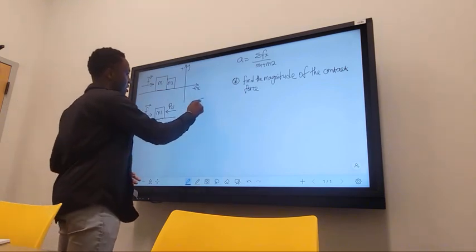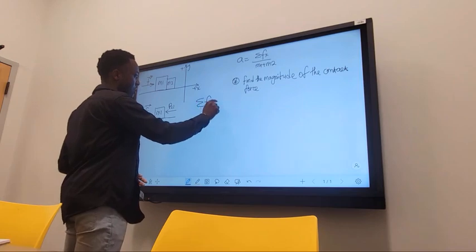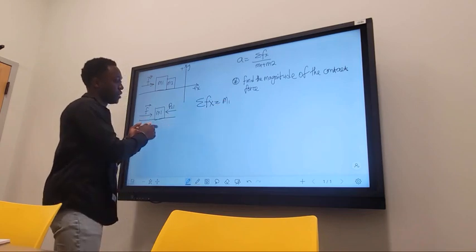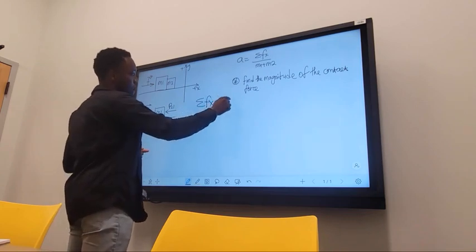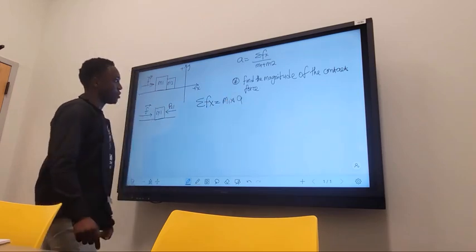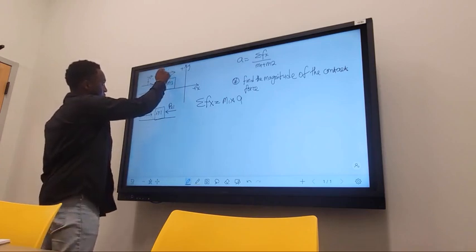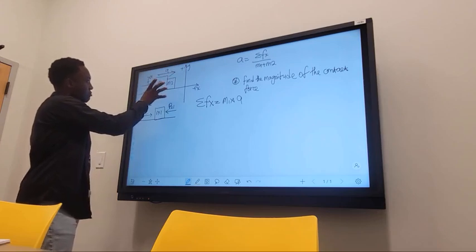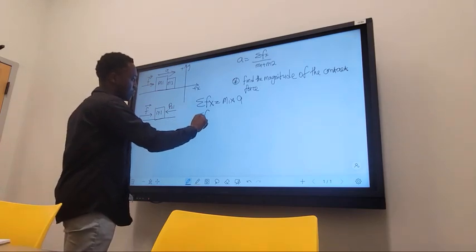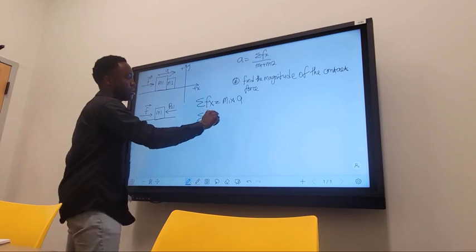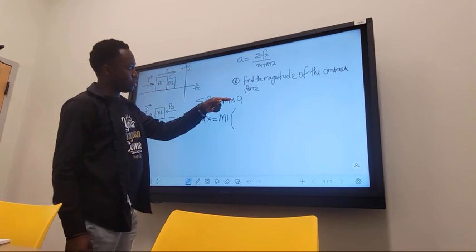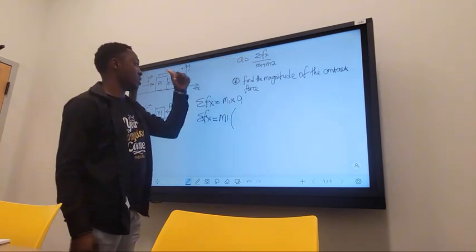To find the magnitude of this, we're going to apply yet again Newton's second law of motion. We have the summation of forces in the x direction equal to the mass 1, which we're working on currently, multiplied by the acceleration of the system. If you remember correctly, we said the acceleration is the same because it's being accelerated by the same force and they are attached together. So the summation of forces in x is equal to mass 1 times our value for acceleration, which is the same throughout this whole system.